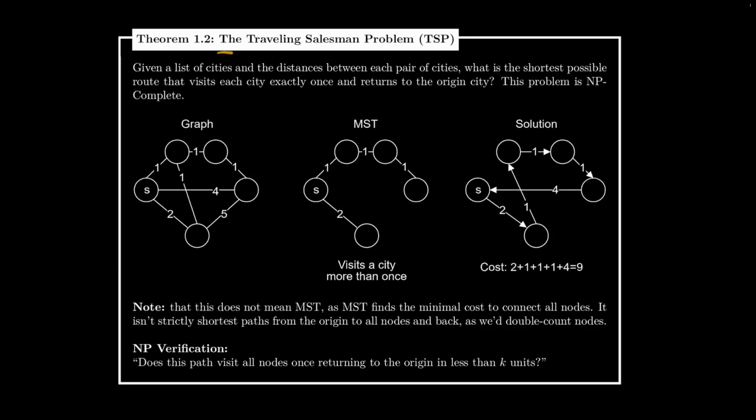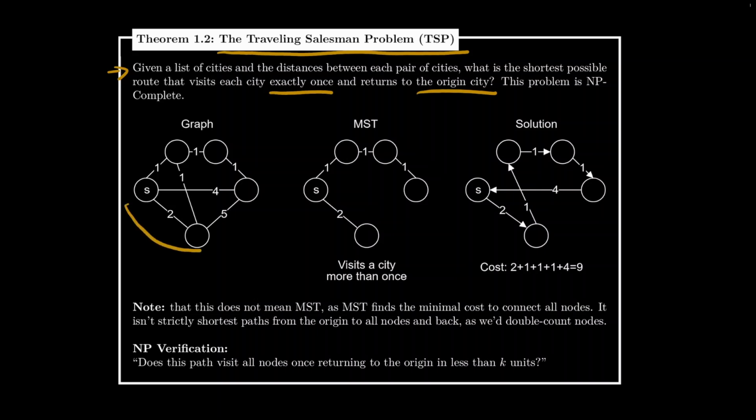The last problem we're going to be talking about is the traveling salesman problem, or TSP. Given a list of cities and distances between each pair of cities, what is the shortest route that visits each city exactly once and returns to the origin city? This problem is NP complete.